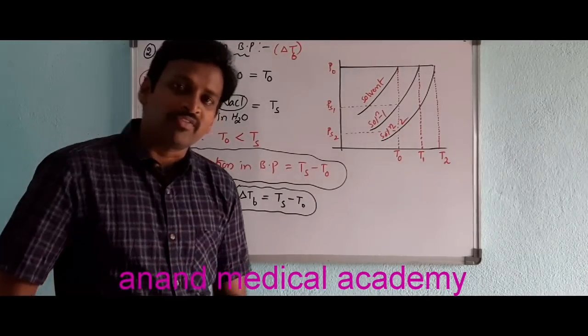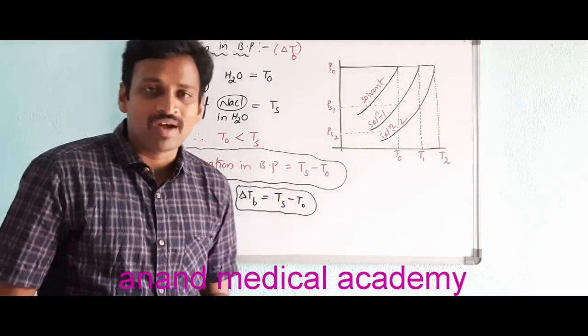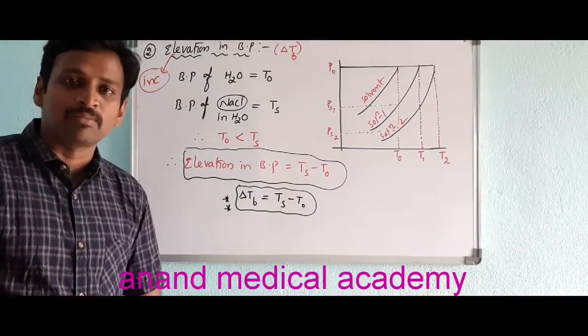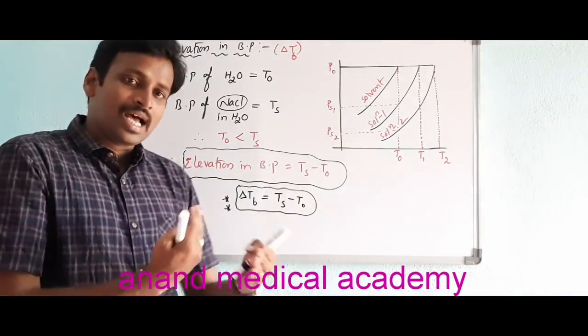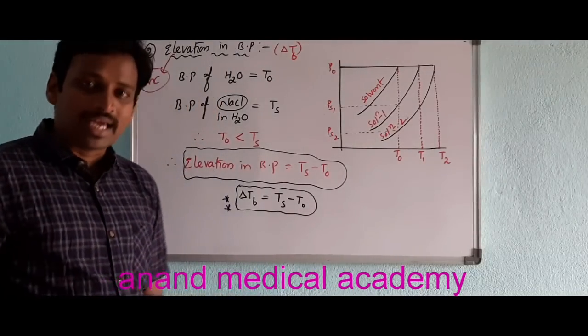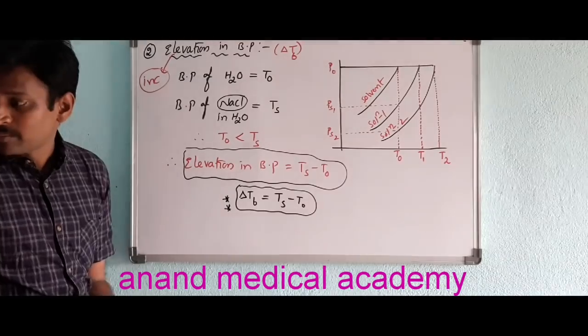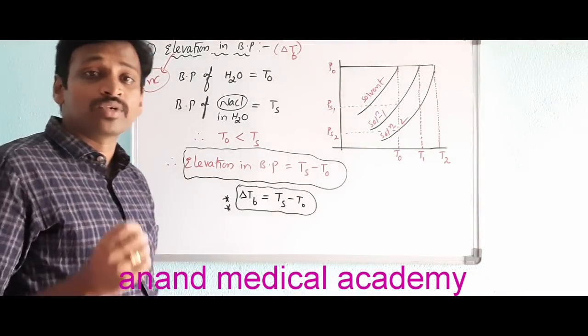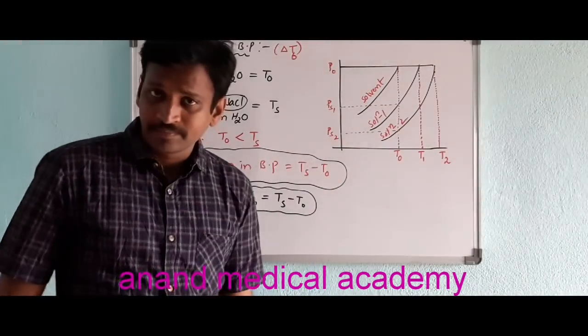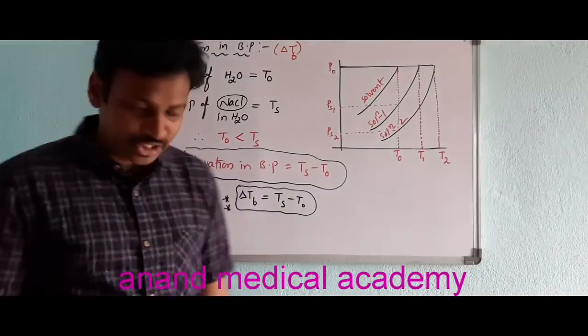So just like in the previous one, relative lowering of vapor pressure, I related it with the mole fraction. Afterwards, I gave the relation with the molarity. In the same manner, here also this elevation in boiling point we have to relate with molarity. Let's see how to give that relation.